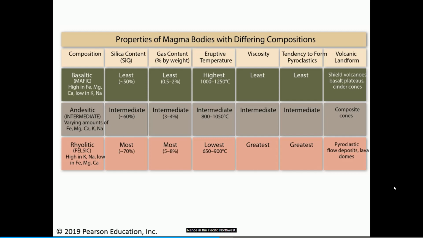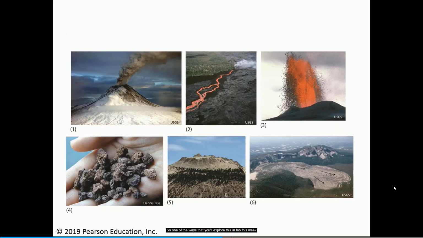So one of the ways that you'll explore this in lab this week is to take a look at a series of images. These images will be of volcanoes, of volcanic landforms, and of volcanic products, and you'll be asked to evaluate them on the basis of their evident viscosity, their resistance to flow. This will help you determine whether these are mafic, felsic, or intermediate volcanoes.